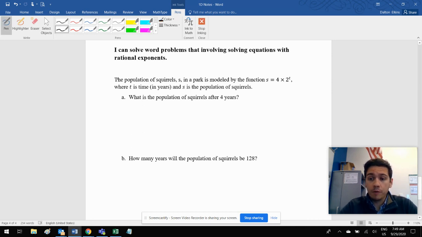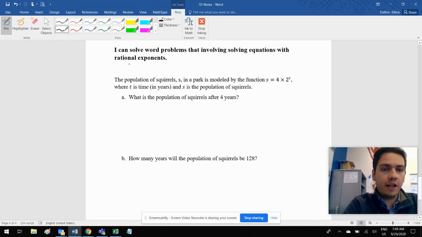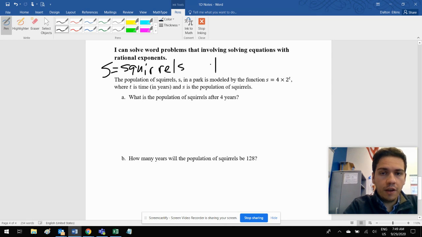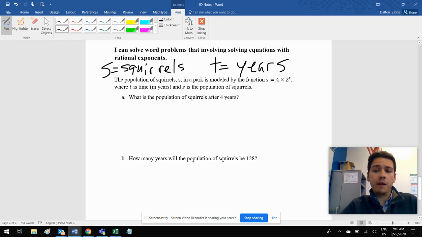So let's say there's a population of squirrels, which will be represented by S for squirrel, in the park, and it's modeled by the function S, so the number of squirrels, is equal to 4 times 2 to the power t, where t is time in years, and S is the population of squirrels. So let's write that out. S equals squirrels, and t equals years. It represents time in years, but I'm just going to call it years, because you know that time is a measure of years. So I want to know, what is the population of squirrels after 4 years?